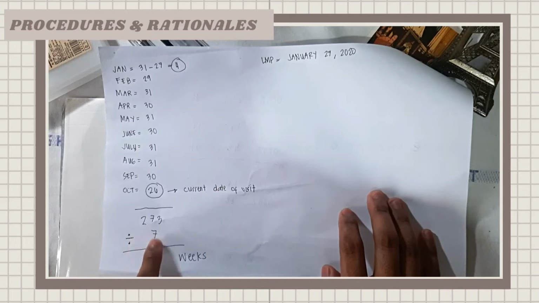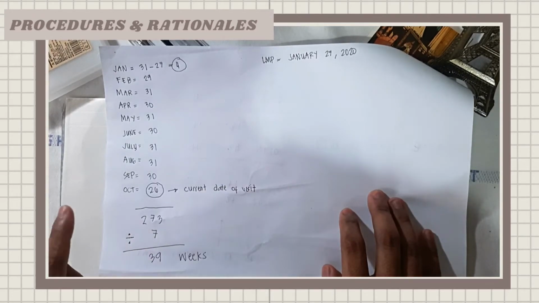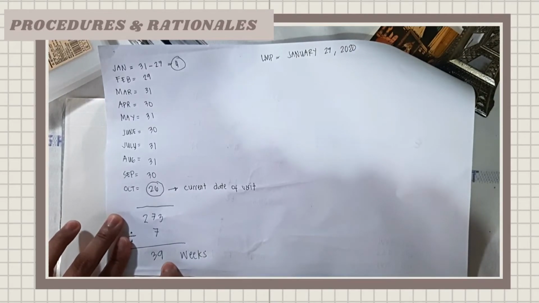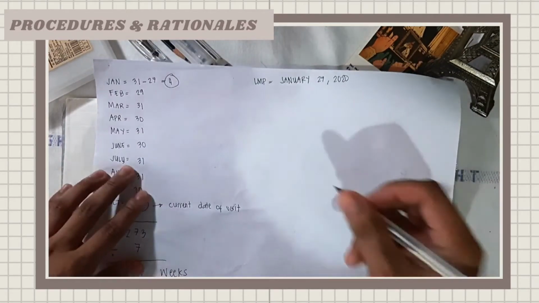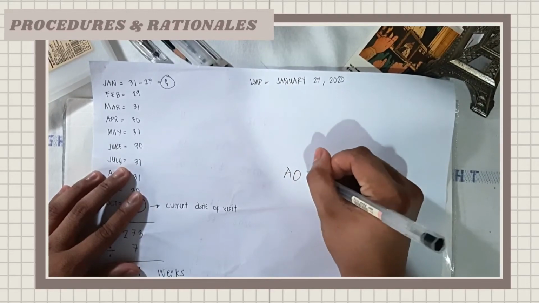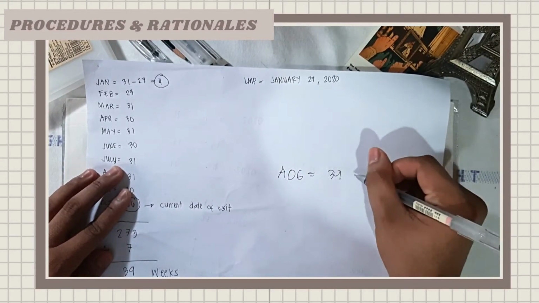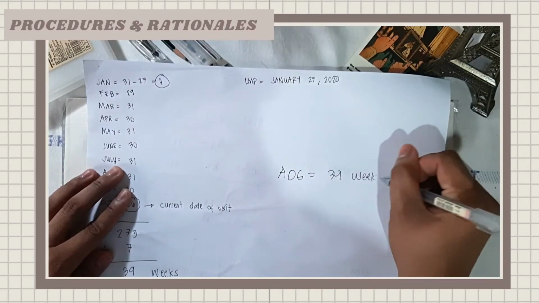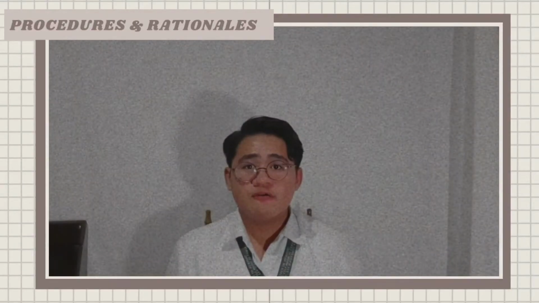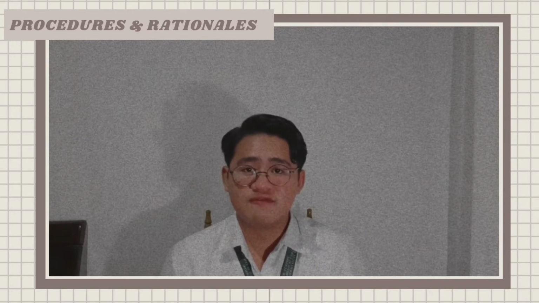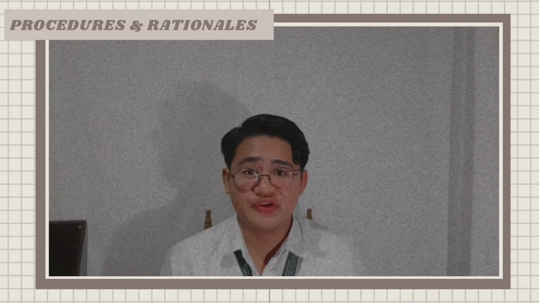Now divide it by 7 because the equivalent of 1 week is 7 days. So we have now 39 weeks. So the AOG of Jenny is 39 weeks. Now fundal height measurement. This is used to determine the growth and development of fetus inside the mother's womb.